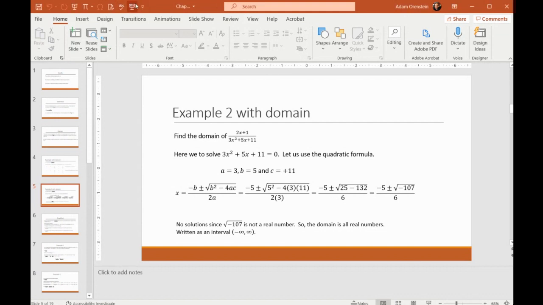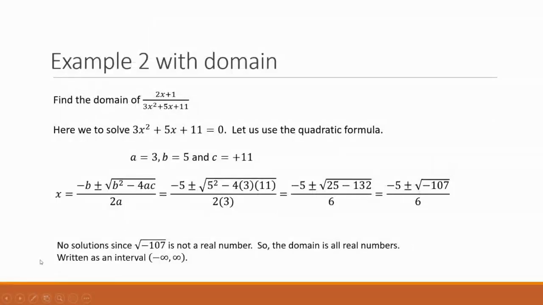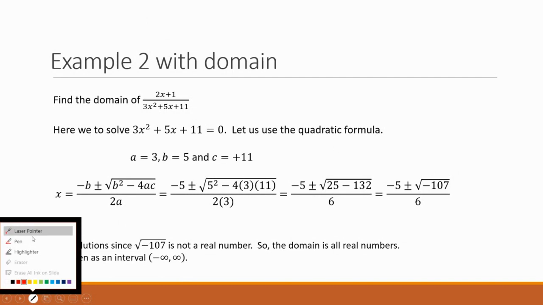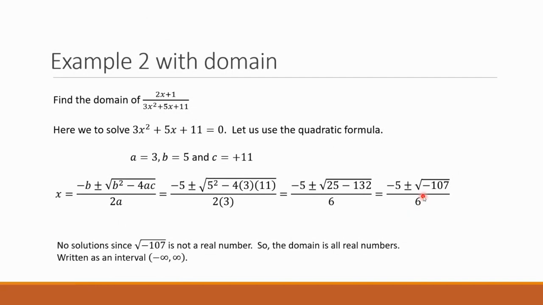So that's what happens here. Because from the quadratic formula we have the square root of a negative, that tells us there are no solutions to this. No solutions to this. So the denominator is never 0, and the domain is all real numbers, which you can write as an interval like I did, or you could just write it out in words.